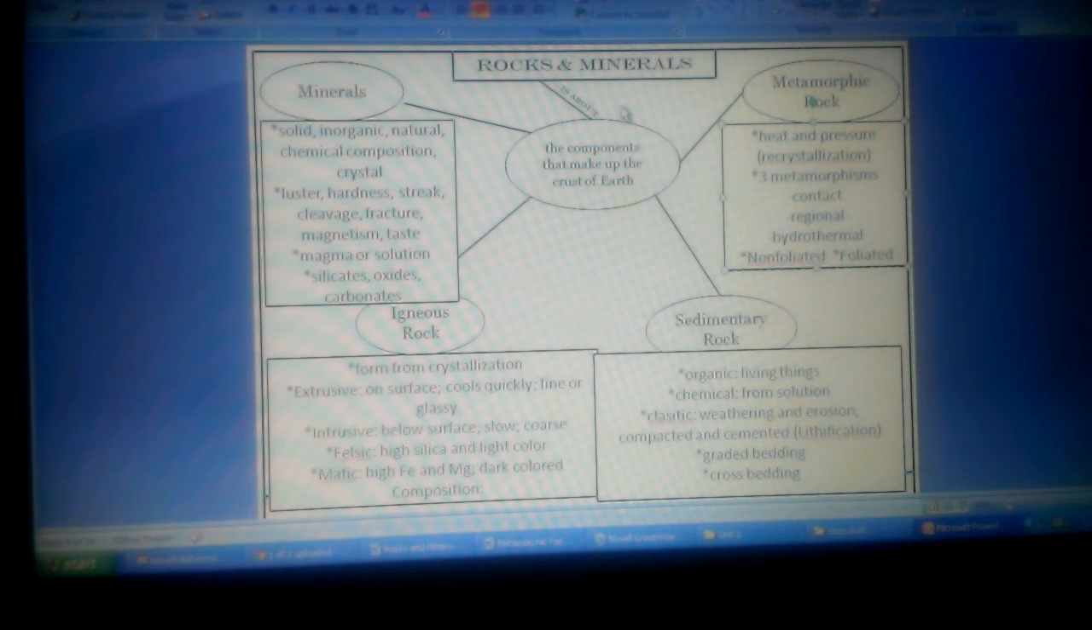Now, our test breakdown again, you have 14 questions in minerals. There are 20 in igneous rock. There are 16 in sedimentary rock. And there are only 8 in metamorphic rock. So just keep that in mind when you're studying and trying to divide your time up evenly.